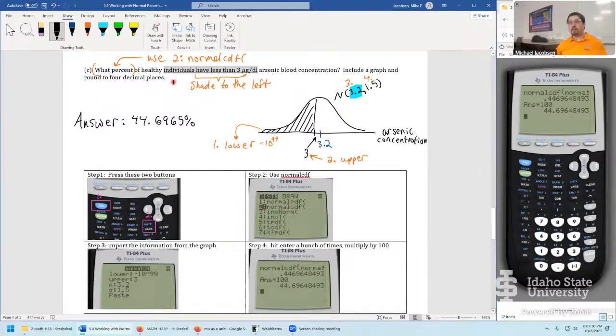So it's telling us if we just grab a random person and we suspect they're healthy, they haven't been poisoned by arsenic or anything crazy is going on with them, then about 44.7% of the time, their blood arsenic is going to be below 3 micrograms per deciliter of blood. So that's the wrap up of this problem. Again, there are assumptions. How accurate is the normal model? How accurate are the parameters, the mean and the standard deviation? At least we weren't using the 68, 95, 99.7 rule because that's yet another approximation. The calculator is actually very, very accurate at doing this kind of area finding.